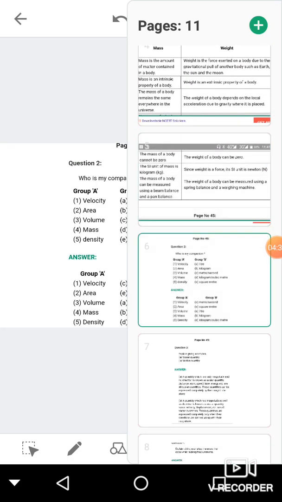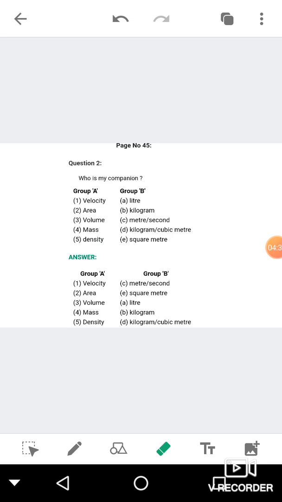Now move on to question number 2. Who is my companion? You have to write the companion of group A. Companion means a company or a partner. Velocity, the answer is here. Velocity has a companion of meter per second, that is the SI unit. Area is measured in square meter.